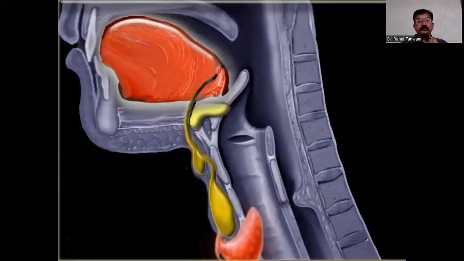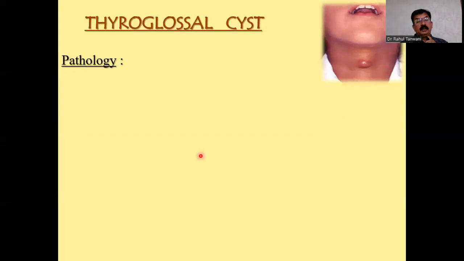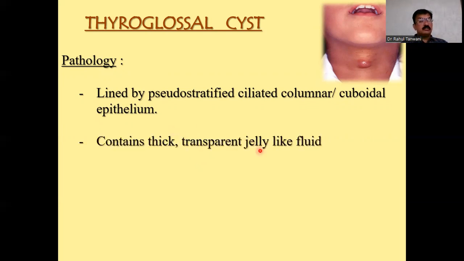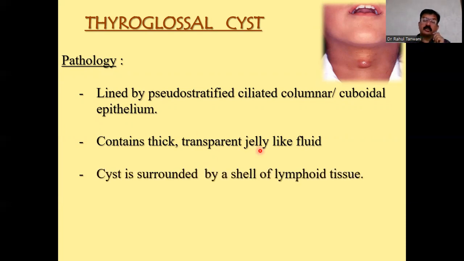Here's another view. This is the thyroglossal tract, you can say, and here is an unobliterated part. It gives rise to a thyroglossal cyst. It's lined by pseudostratified ciliated columnar or cuboidal epithelium. It's a true cyst. It contains thick jelly-like fluid. It's very thick and transparent. So transillumination may be positive, but fluctuation is very difficult to elicit because the content is very thick.